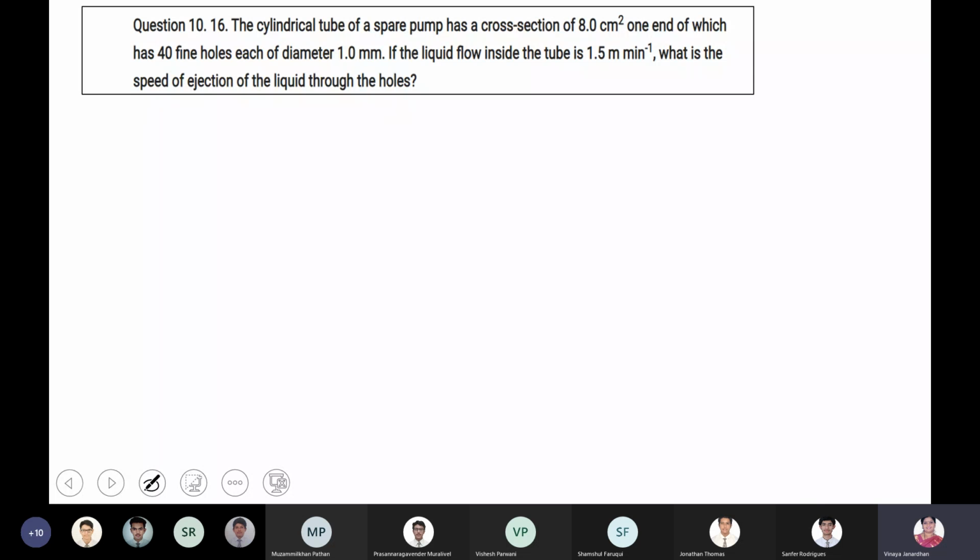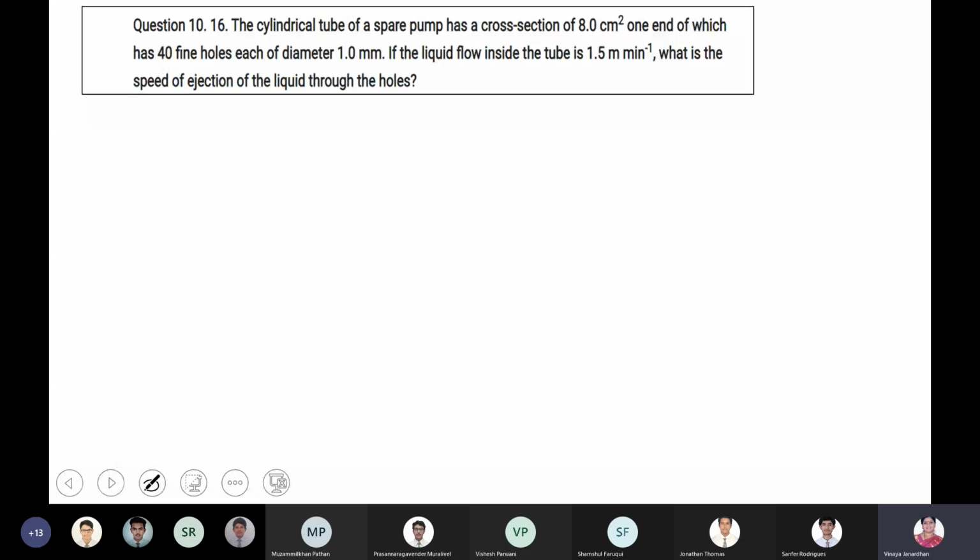A cylindrical tube of a spray pump has a cross section of 8 centimeters square on one end, the other end of which has 40 fine holes, each of diameter 1 millimeter. If the liquid flow inside the tube is 1.5 meters per minute, what is the speed of ejection of the liquid through the holes?